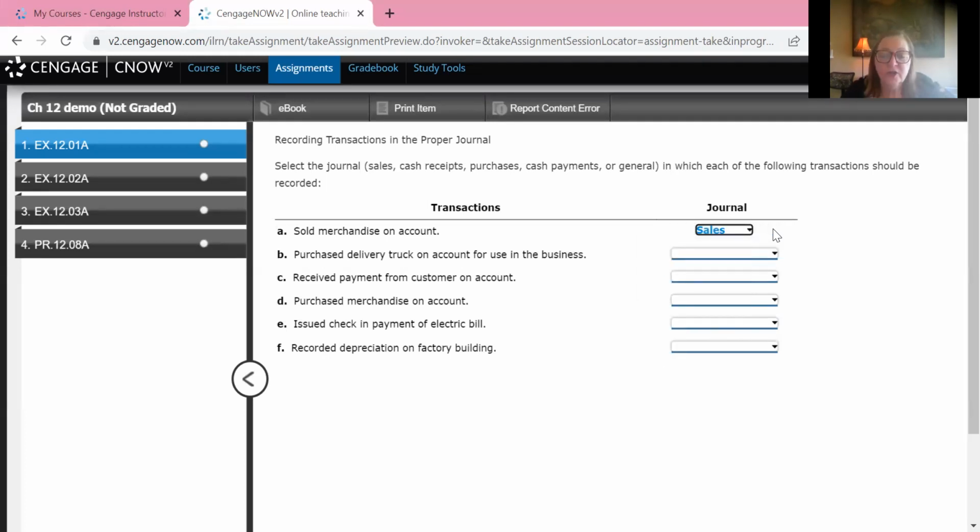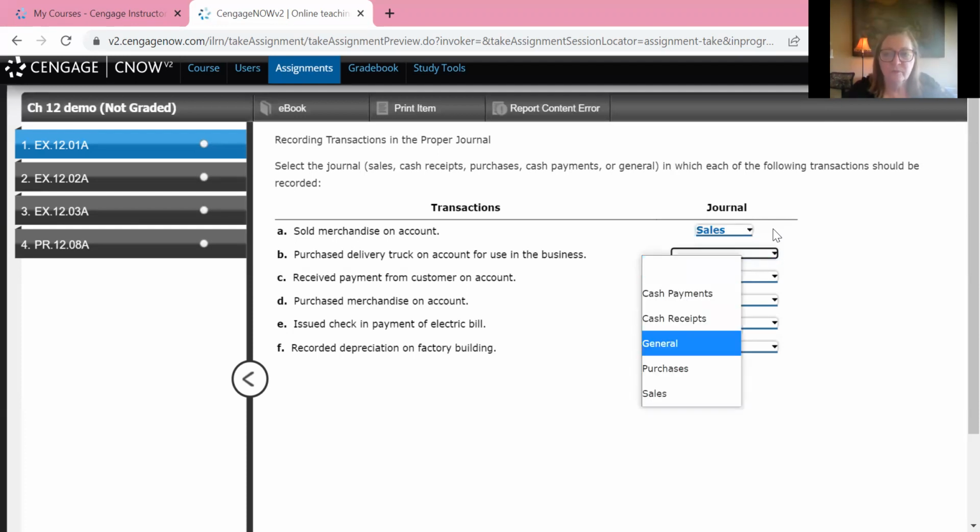And then we purchased a delivery truck on account for use in the business. So we bought something on account, but it wasn't merchandise. This is a delivery truck, so we can't put that in the sales journal. Let's put it in the general journal.